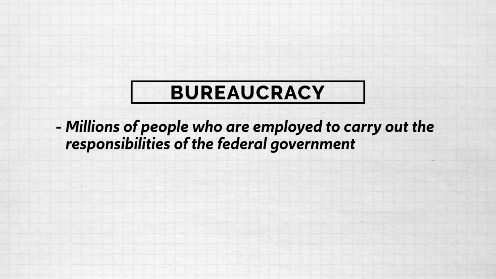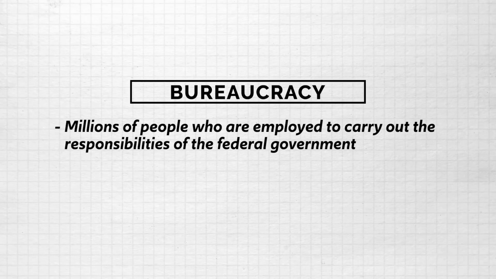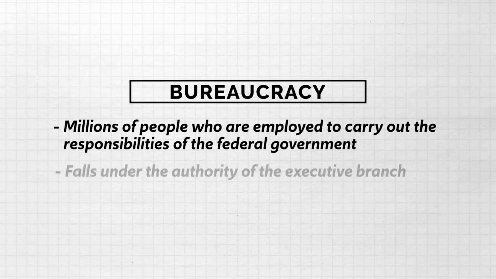Well, in addition to holding the title for the word I most frequently misspell in this curriculum, the bureaucracy consists of the millions of people who are employed to carry out the responsibilities of the federal government, and which falls under the authority of the executive branch. Remember, the executive branch of the government is there to enforce the laws passed by Congress. In order to enforce those laws, it requires a metric buttload of people. So in order to understand how the bureaucracy works, let's begin with its basic structure.